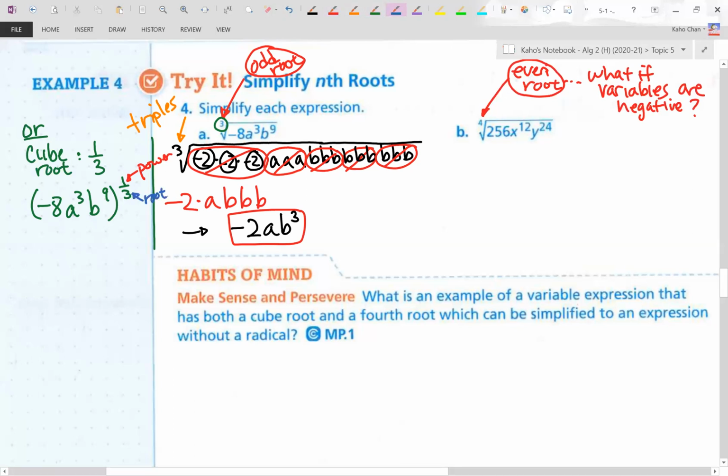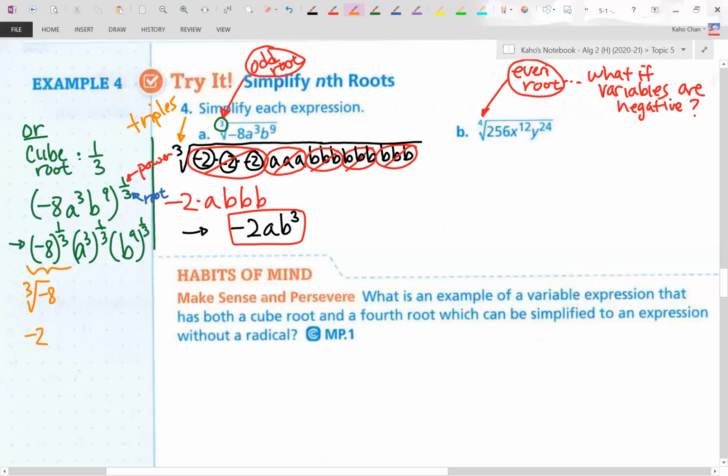That is the root. Now, back in Algebra 1, when it comes to powers, you apply the power to everything. So I'm going to apply the 1/3 power to everything inside the parentheses. -8 to the 1/3. Right? A to the third to the 1/3. This is crazy, huh? This is just another way of doing this. B to the 9th to the 1/3. Wow, that's crazy, okay?